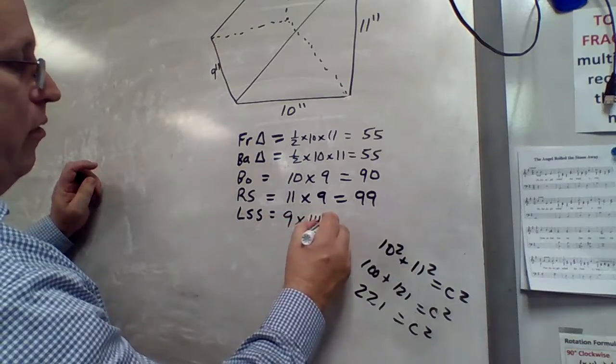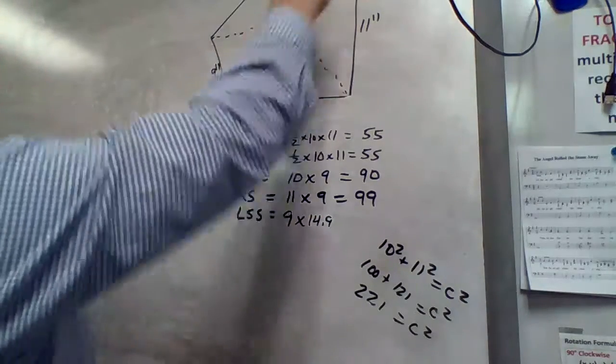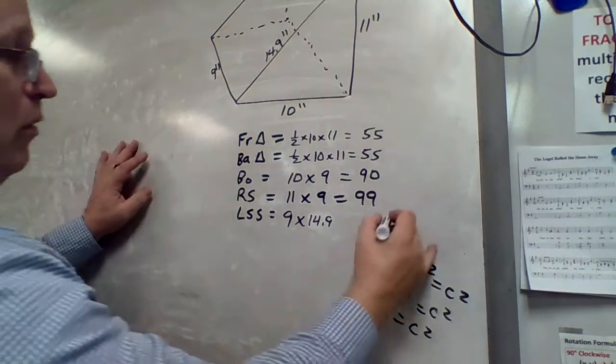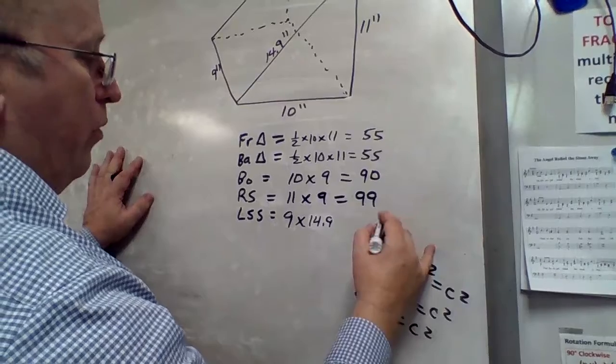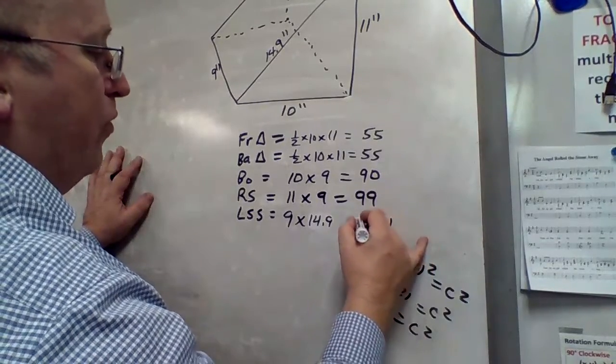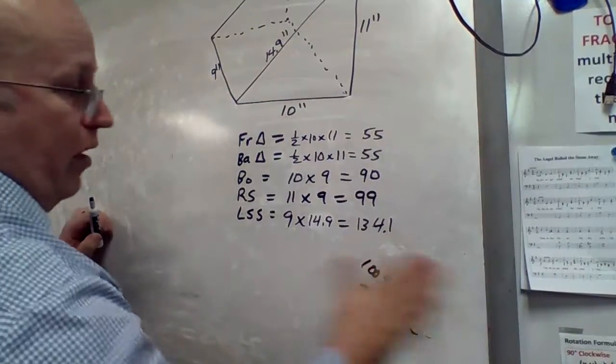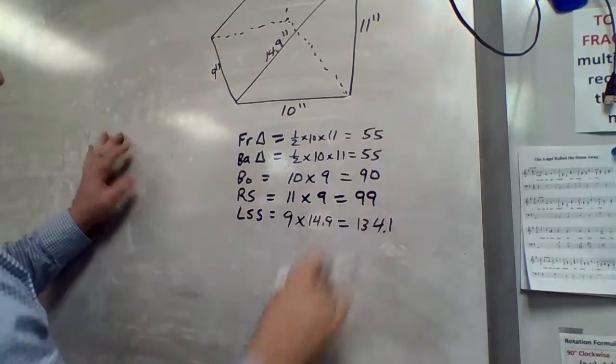is our length. So we've got 9 by 14.9. This is 14.9 inches. And what does that equal? That's 134.1 for that value. And now I just add up all these numbers.